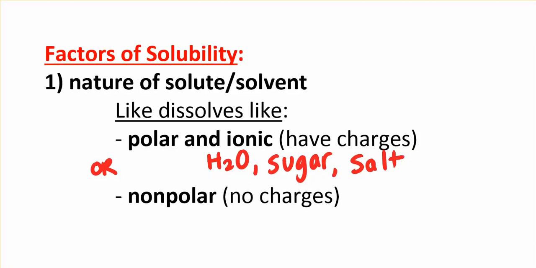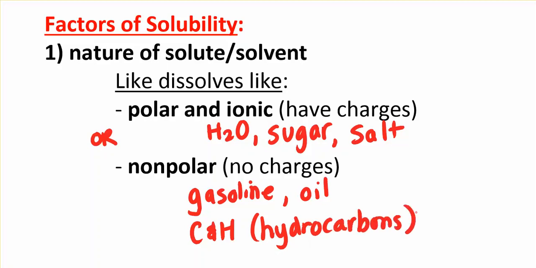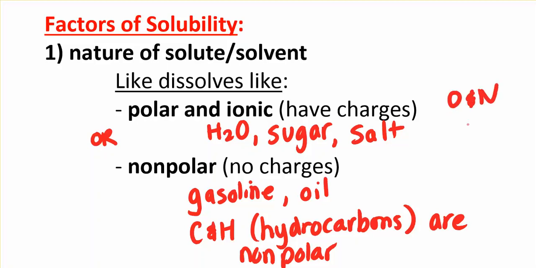Our nonpolar compounds are things like gasoline, oil. You should learn that carbon and hydrogen compounds, hydrocarbons, are nonpolar. So when we look at a chemical formula, if you see a lot of carbon and hydrogen only, then it's going to be a nonpolar compound and it probably won't dissolve well in water. If you start seeing other elements in the organic compounds, we look for oxygen and nitrogen in particular. Those two make the compounds more polar, so compounds with oxygen and nitrogen are often in this category.